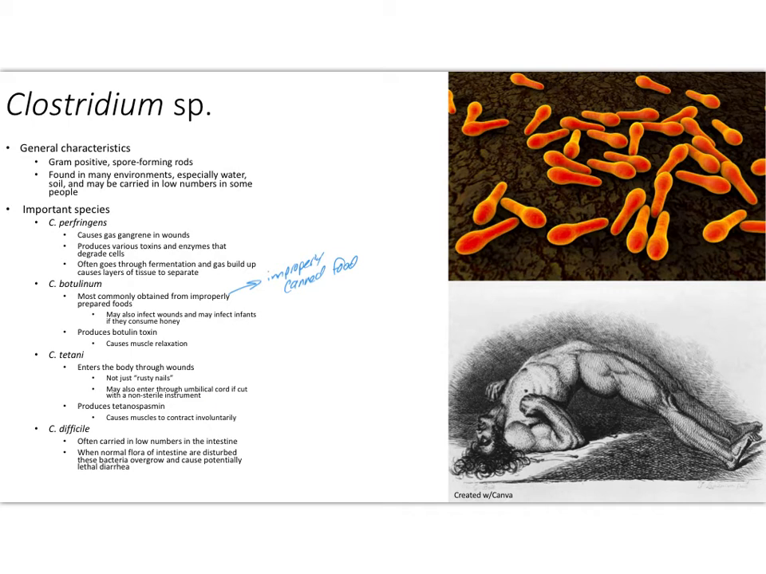It is possible for the spores of this organism, or this organism in general, just to enter through the umbilical cord as well if it is cut with an unsterile instrument. So that doesn't happen very often in the US or other developed nations, but in certain situations, especially in developing nations, if someone gives birth in a hospital or a clinic or at home and the umbilical cord is cut with something that's not sterile, it's possible to get that organism into the infant through the umbilical cord.